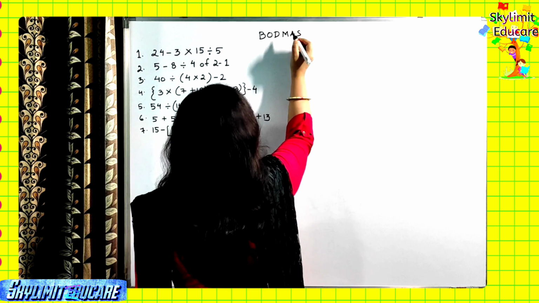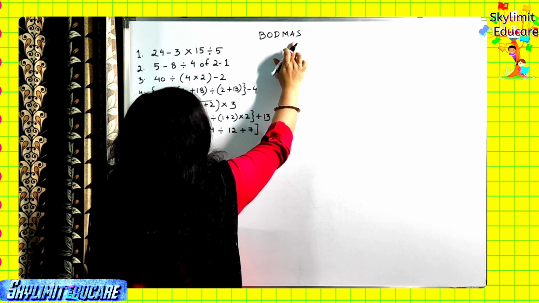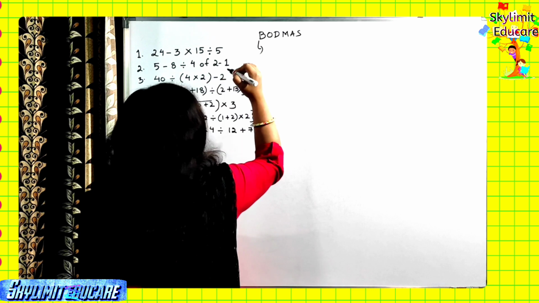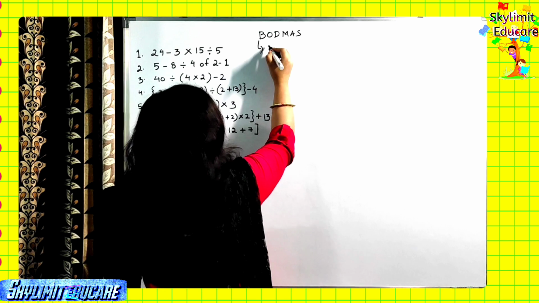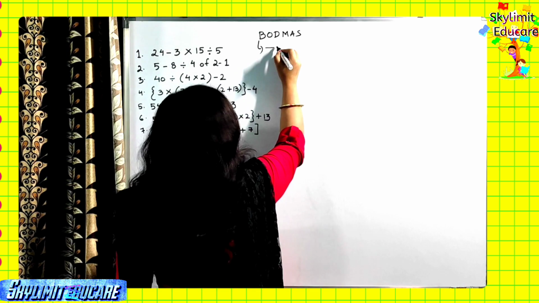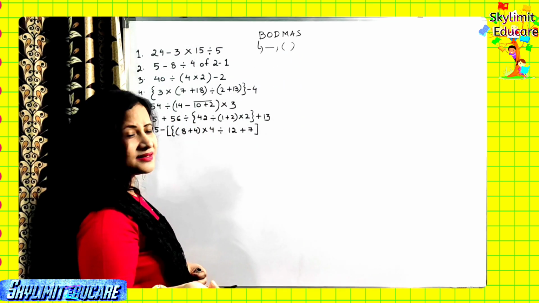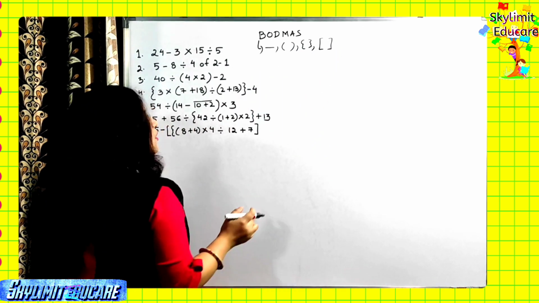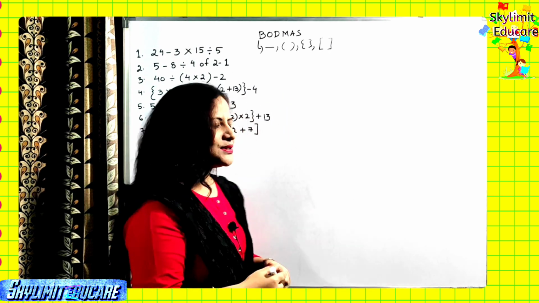Where B stands for bracket, O stands for of, D for division, M for multiplication, A for addition, and S for subtraction. And for the bracket also you have the rule, like in which sequence you need to open the brackets. The first one is the bar bracket, or it is also called the vinculum, right? The next is the parenthesis or the common bracket, or we also call it a round bracket. Then we have the curly bracket, and then the square bracket. So whenever you have brackets, you are going to open the brackets in this sequence. Okay, so let's start solving the numbers.